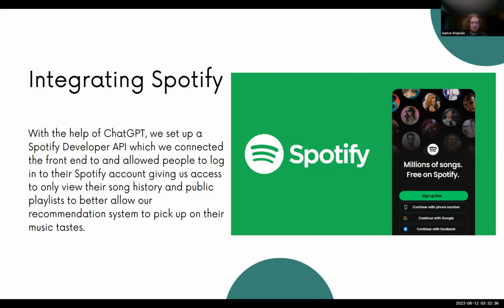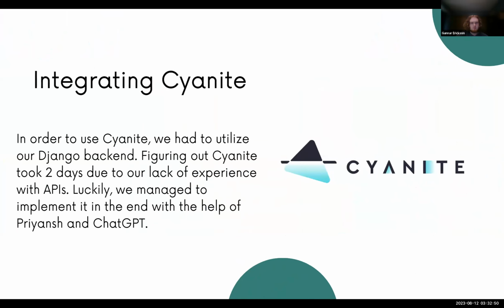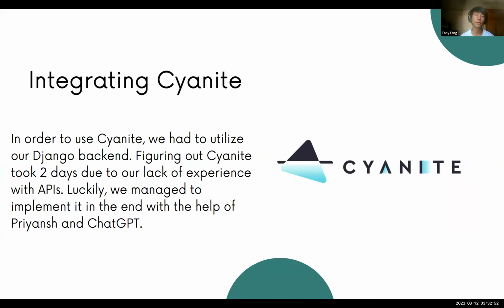So we set up a Spotify developer API, which we connected to the front end, and that lets people log into their Spotify account so that it can access their playlists and song history to fine-tune recommendations. So in order to use Cyanite, we had to utilize our Django backend. Figuring out Cyanite took 2 days due to our lack of experience with APIs. Luckily, we managed to implement it in the end with the help of Priyansh and ChatGPT.